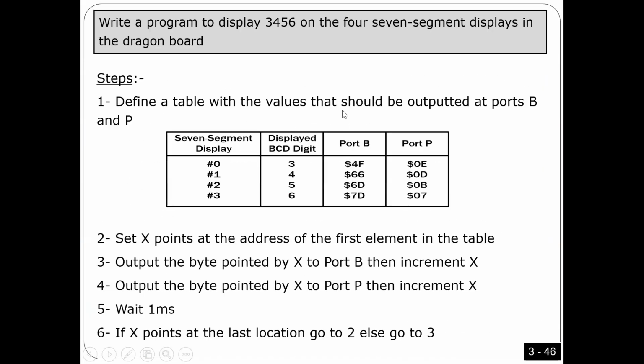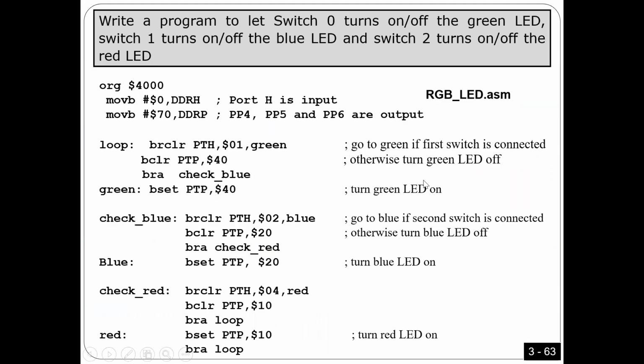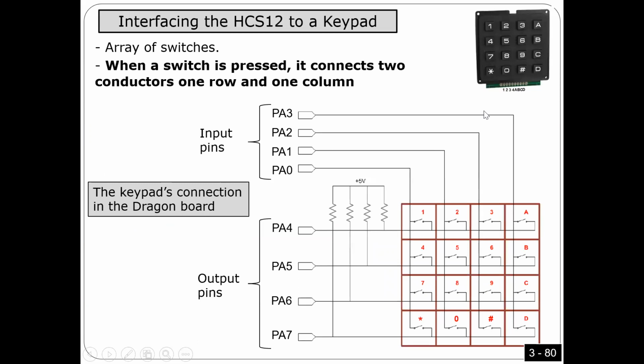As I usually do, I have to tell you how the device is connected and how you can program it. So here we have a keypad, as you see here. The keypad is connected to port A. Port A has 8 bits, and we use all the pins here.